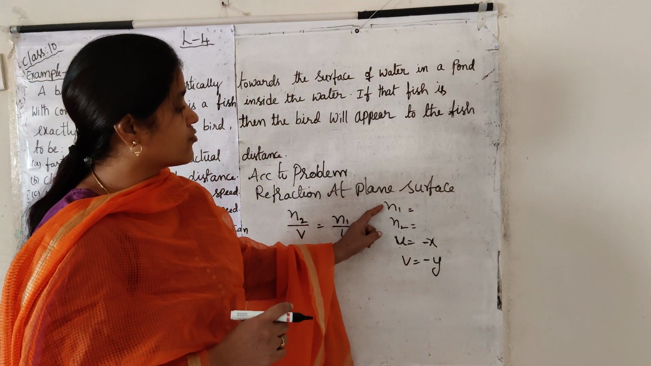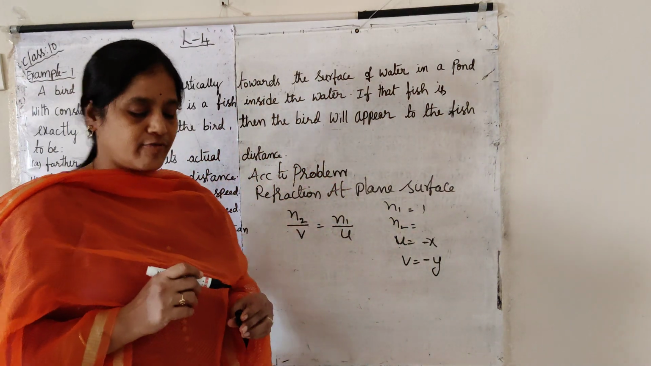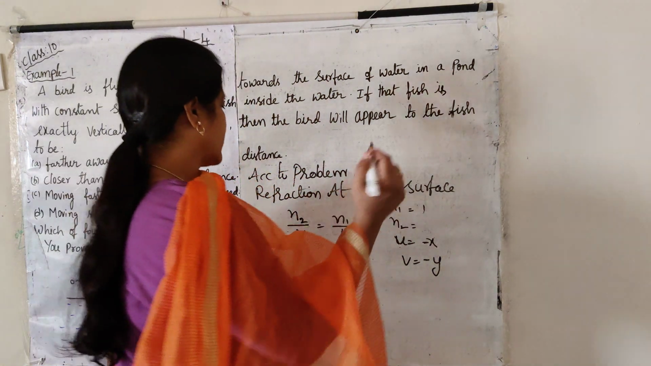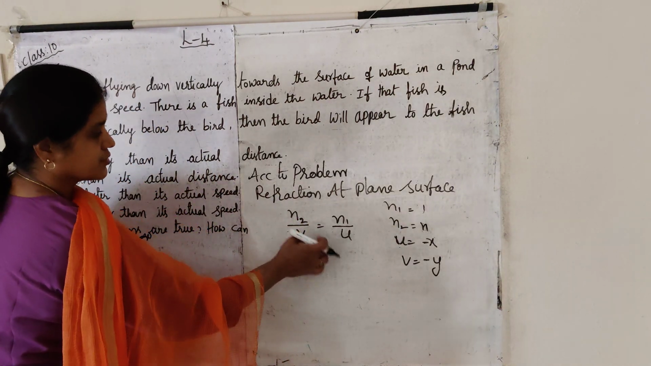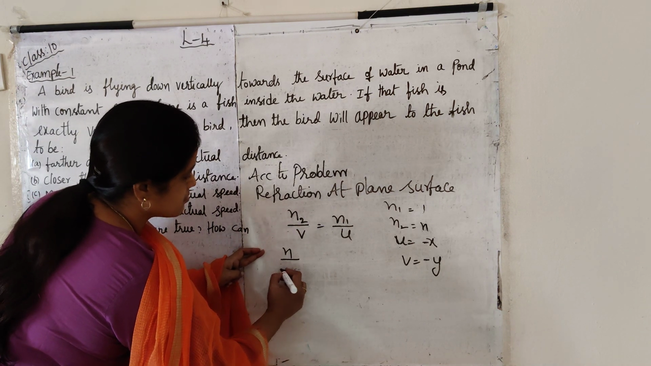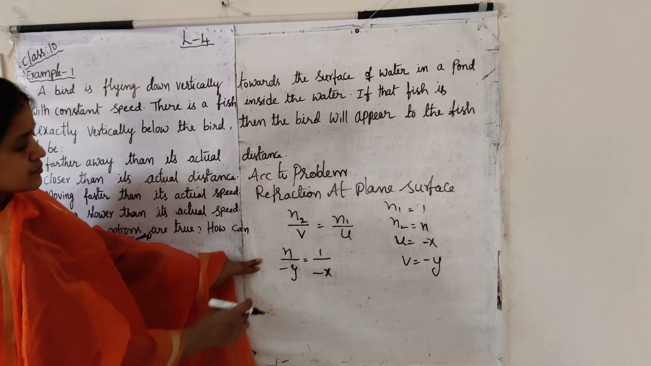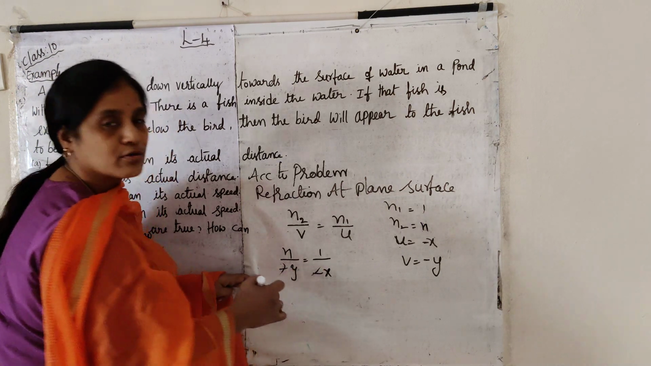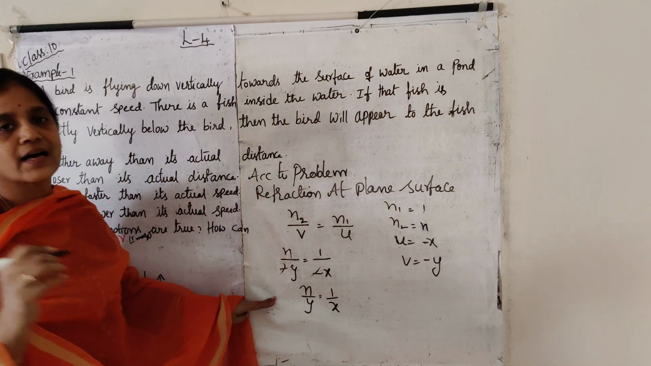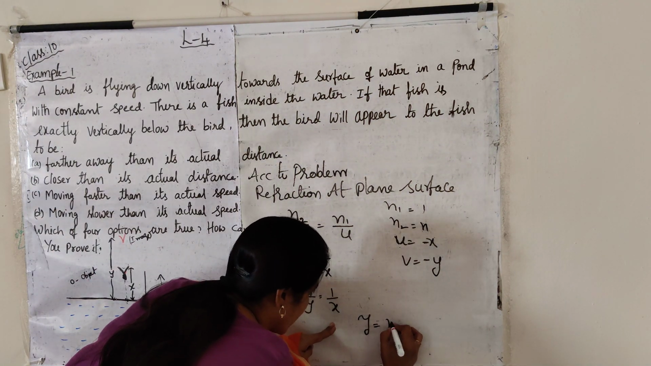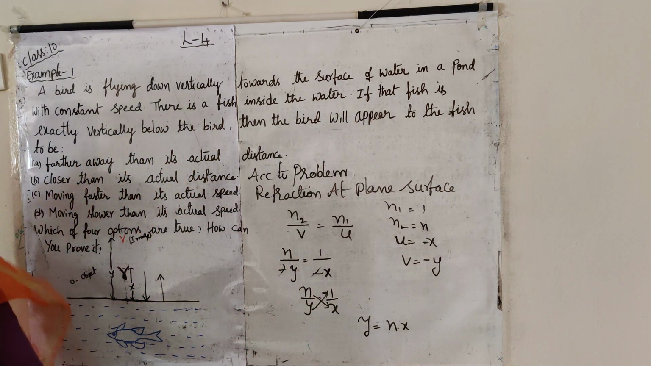Now what are the n1 and n2 values? This is the refractive index of air, and the refractive index of air is always 1. The refractive index of water we don't know, so we will take it as n. Now we substitute all these values in this equation. n2 means n, v means minus y, equals n1, which is 1, by u, which is minus x. Here the negative symbol is on both sides, so you can cancel it. Then you get n by y equals 1 by x. When you do cross multiplication, you will get y equals n into x.